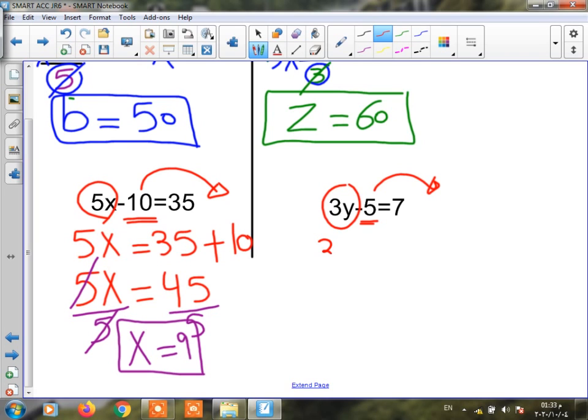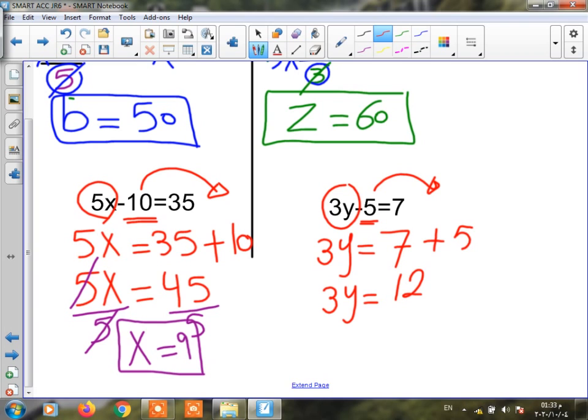So I have here 3y, and I want to get the value of y. And I have here 7. The minus 5 gets out, and it will become plus 5. So I have 3y equals 7 plus 5, which equals 12.